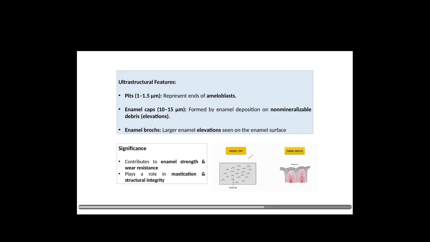Ultrastructural features of enamel include pits, representing ameloblast ends, and enamel caps formed by deposition on non-mineralizable debris. Enamel brocks are larger elevations on the surface. These features enhance enamel strength, wear resistance, and play a crucial role in mastication and maintaining structural integrity.